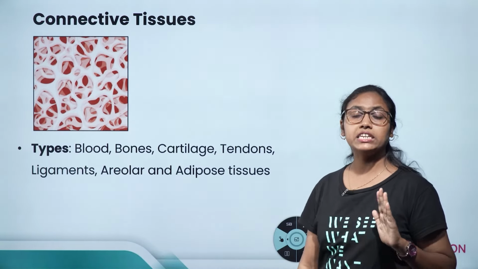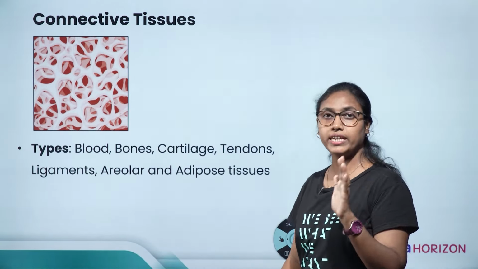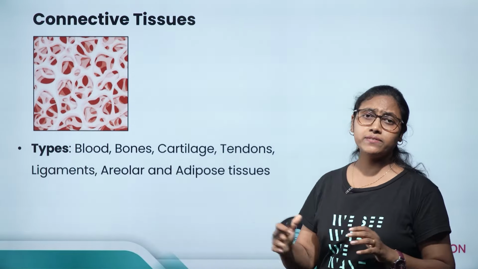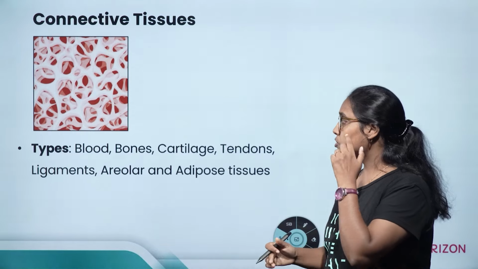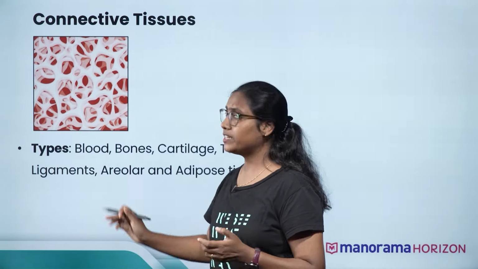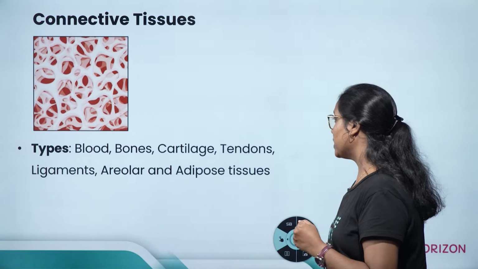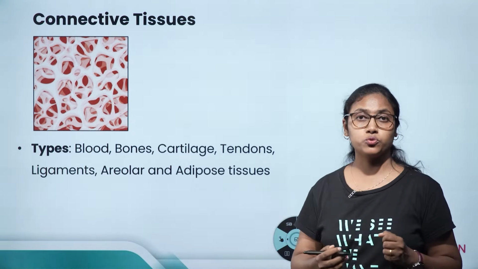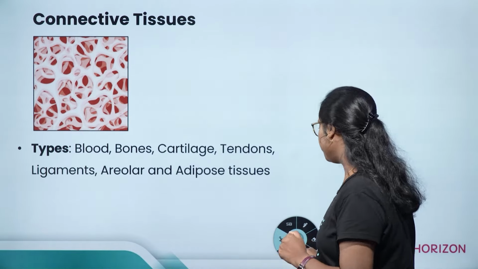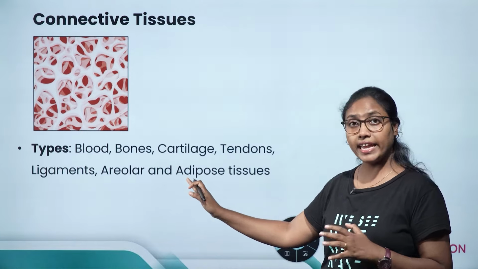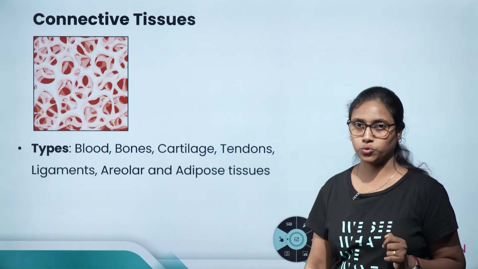Here you can see there are different types of connective tissues. There are liquid connective tissues, rigid connective tissues, fluid connective tissues. There are different types. So first let's see blood. Blood is a fluid connective tissue. Bone is a hard, rigid connective tissue. There are fibrous connective tissues such as tendons, ligaments. So the types are: blood, bones, cartilage, tendons, ligaments, areolar tissue, adipose tissue.